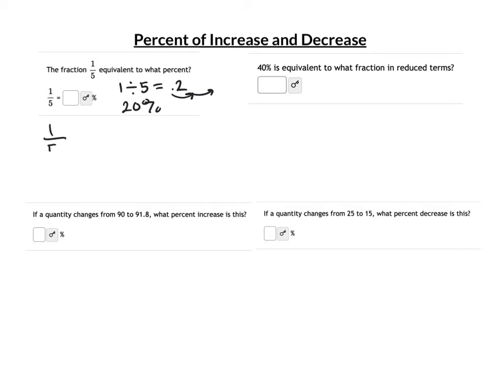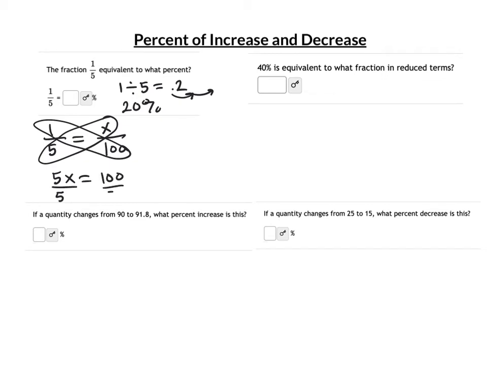You could say, hey, 1 over 5, if I'm going to make it a percent, it's going to be over 100. I could call that x, and I could cross multiply. 5 times x is 5x. 1 times 100 is 100. Divide by 5. I see that x would be 20. So it's 20%. Dividing on the calculator is the quick way.